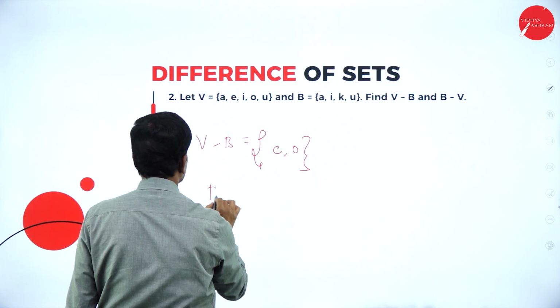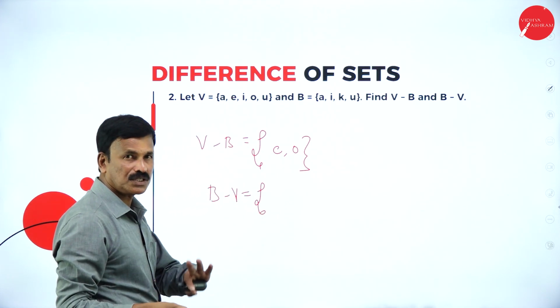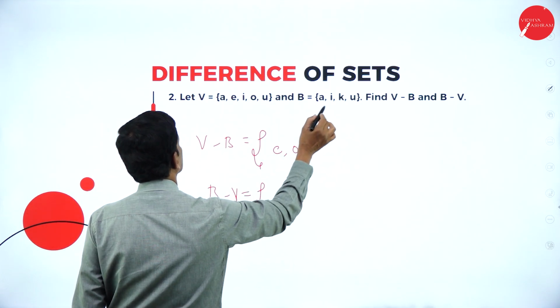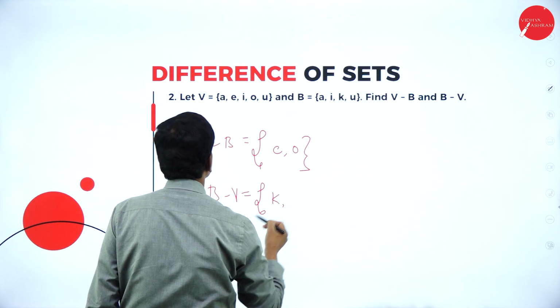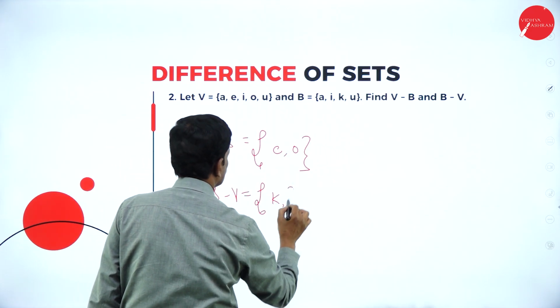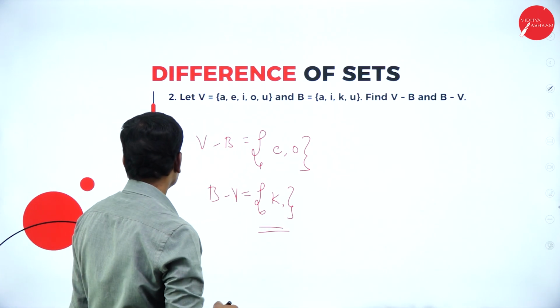Now what is B minus A? B minus A means elements which are in B but not in A. So A is there, I is also there, K is not in A, that is in B, then U is there. So only one element, that is K, right? Now, move on to the next example.